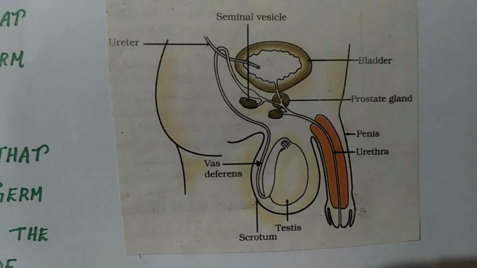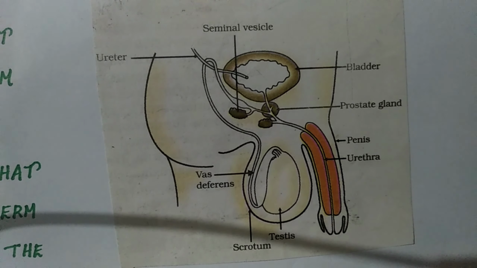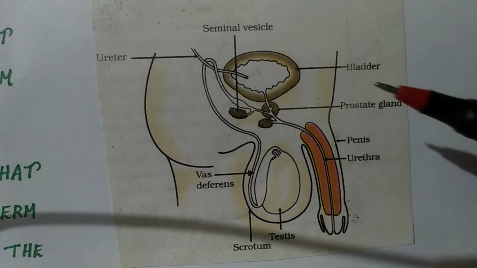So, this is the structure of the male reproductive system. This portion is the testis, which produces the germ cells, and the penis is the portion which delivers the germ cells to the site of fertilization. So, these are the two major portions that I said make up the male reproductive system. Let us go through the main parts of the male reproductive system.